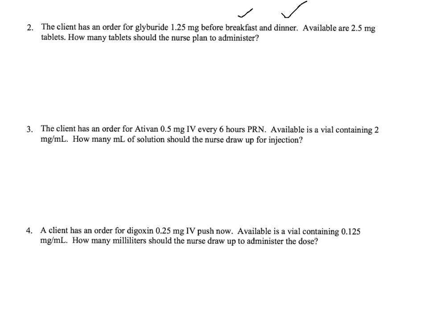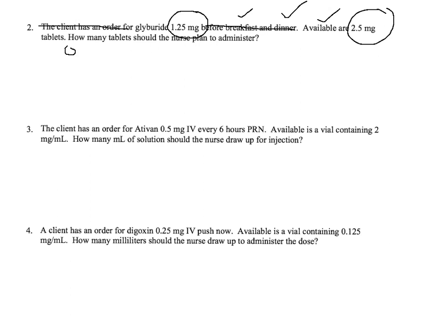Okay, so in order to figure out how many tablets I need to give before breakfast or before dinner, I don't need to know this stuff right here. I also don't need to know that. What I do need to know is that I need to give glyburide 1.25 milligrams. But what I have on hand, when it says available here, is glyburide 2.5 milligrams. So how many tablets should I administer?